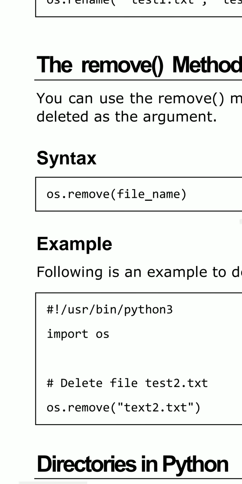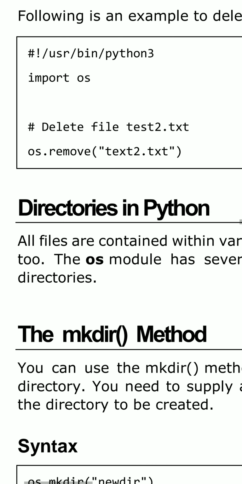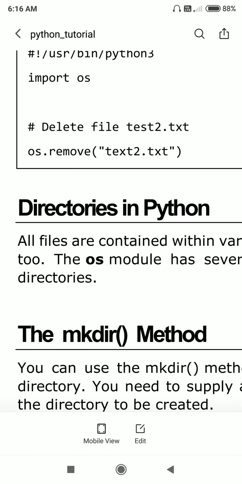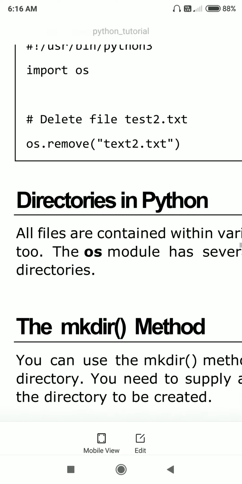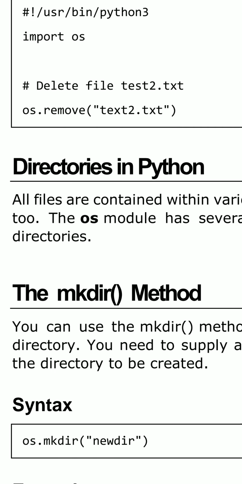Next one, the remove method. It has only one argument, the file name. Import os, the interface. Next, removing the file: I am removing the file text2.txt. I have the file called text2, and I am removing it by calling the remove method.